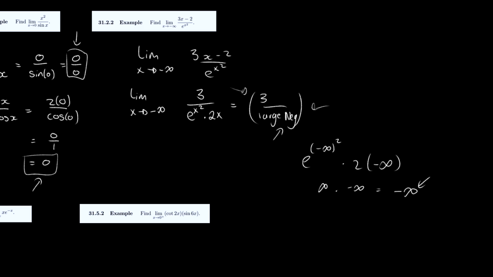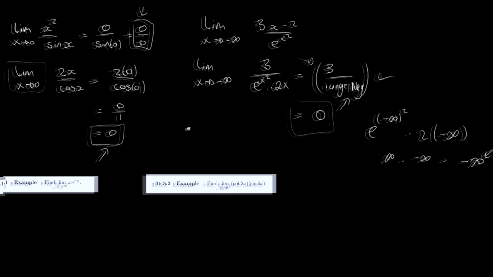So I'm going to write it like this. And whenever you see this particular case, we know 3 over a large negative number will eventually be 0. So that's how you would answer this particular question. Let's look at the next ones.